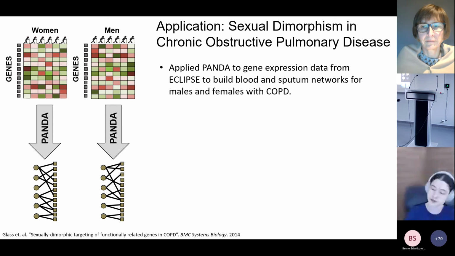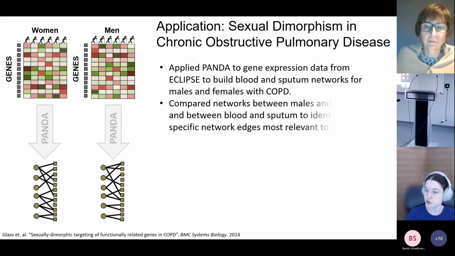And this is important because the sputum is something that is deep down in the lung. It's probably more disease relevant. And the blood we treated a little bit like a control. Even though it came from a disease population, we knew it was more distally located from where the disease was manifesting. We then compared these networks between males and females, as well as between the blood and the sputum, to identify sex-specific network edges and those that were specific in the sputum, which were actually more disease relevant. And this is the subnetwork we were able to identify.